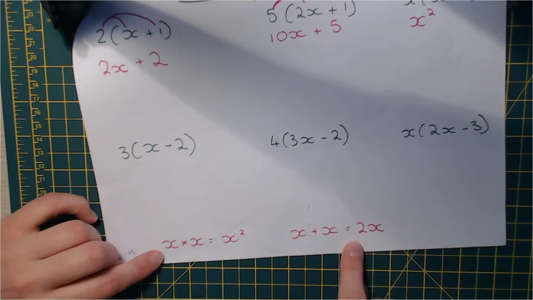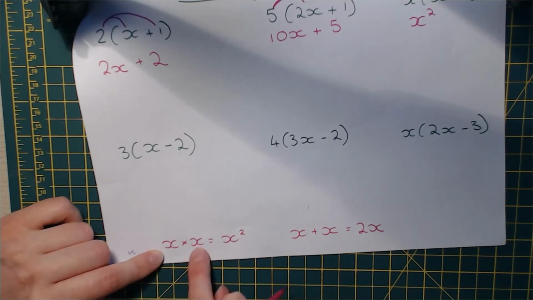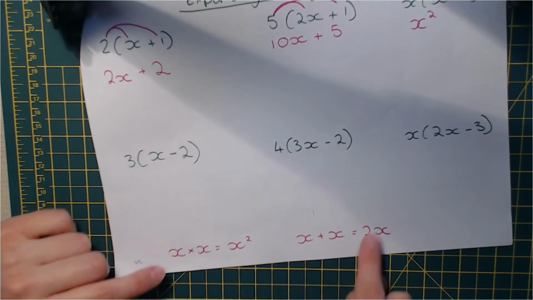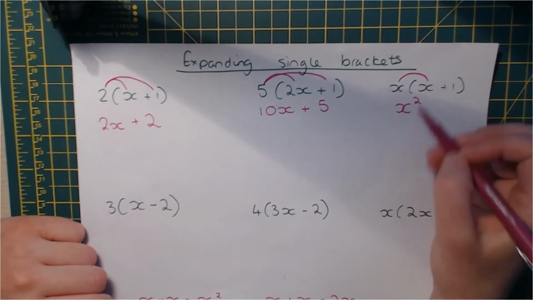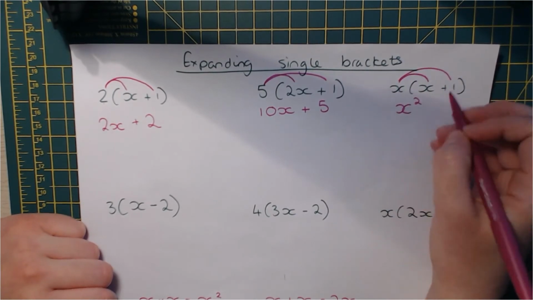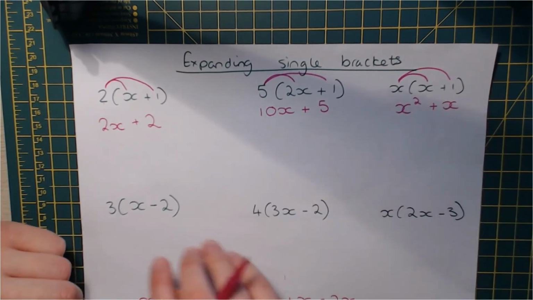It might be worth putting those 2 in your books and highlighting them, because people are always mixing these 2 up. If you can make sure you're getting them the right way around, a lot of this is going to be easier. So back up here, x times x is x squared, and x multiplied by positive 1 is positive x. It's 1 times x is x.